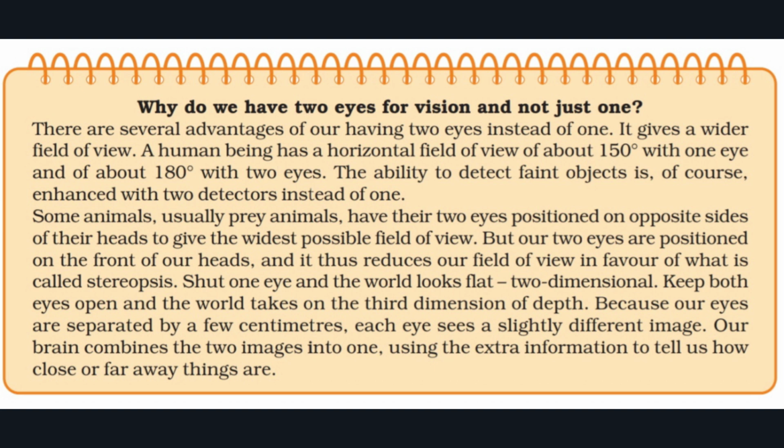Stereopsis. Shut one eye and a wall looks flat, two-dimensional. Keep both eyes open and the wall takes on the third dimension of depth. Because our eyes are separated by a few centimeters, each eye sees a slightly different image. Our brain combines the two images into one, so that's why we see only one vision. Using the extra information to tell how close or far away things are, we are able to see objects clearly.